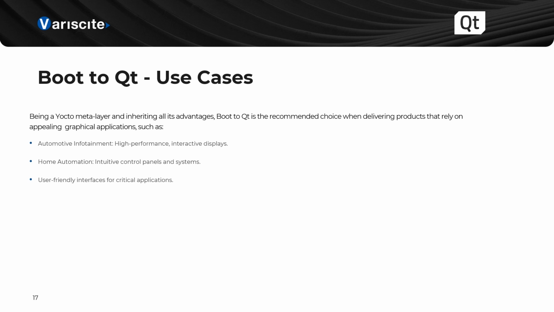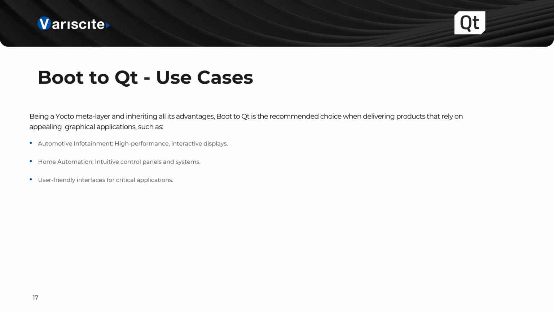Optimization for Qt ensures that this infotainment system can deliver rich graphical interfaces and smooth interactions, enhancing the overall driving experience. Home automation. These interfaces need to be user-friendly and responsive, allowing users to easily manage their home environment. Qt's powerful UI capabilities make it possible to design attractive and efficient control interfaces that enhance the functionality and appeal of home automation products. User-friendly interface for critical applications.